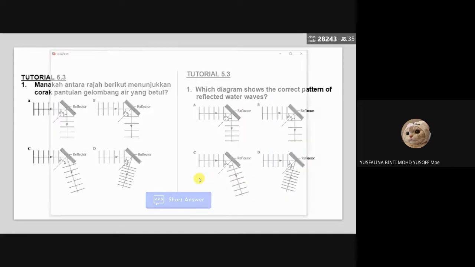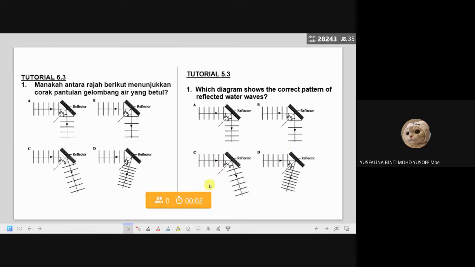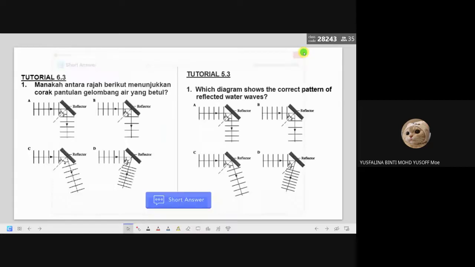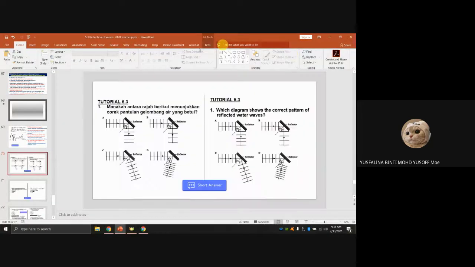So I will keep this one for our next class. We continue the question on the next class, and then we will start on the presentation. So are you ready? Before I start, is there anything you want to ask about the reflection of wave? For the next class on Thursday, we just answer the question, then we continue again with our presentation.